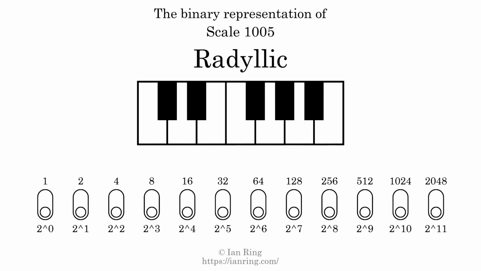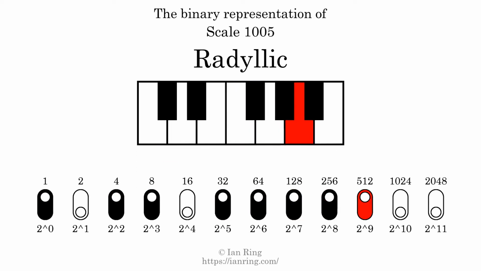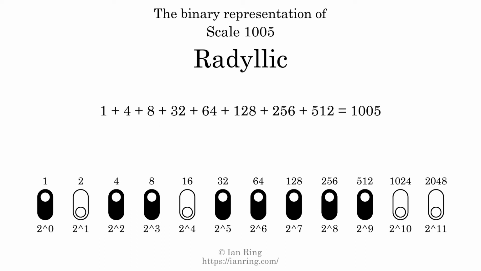The binary representation of this scale is determined by mapping tones of the scale to binary digits. Each binary digit represents a power of 2. To get the scale number, we add the powers of 2 together. The powers of 2 that are present in the scale, all added together, equals 1005. That is why the scale number, in decimal, is 1005.